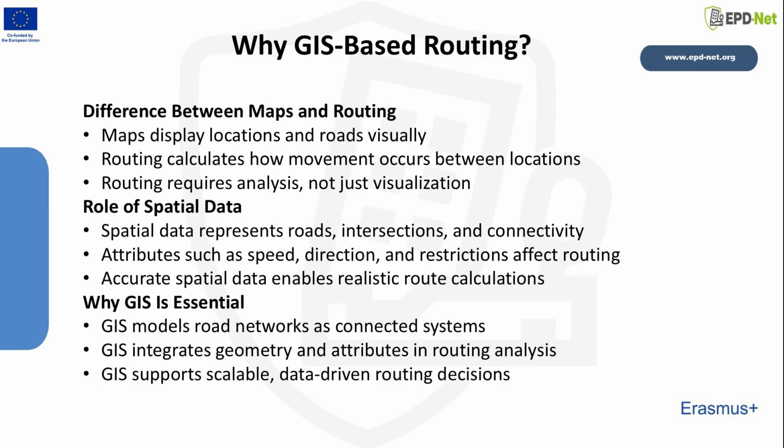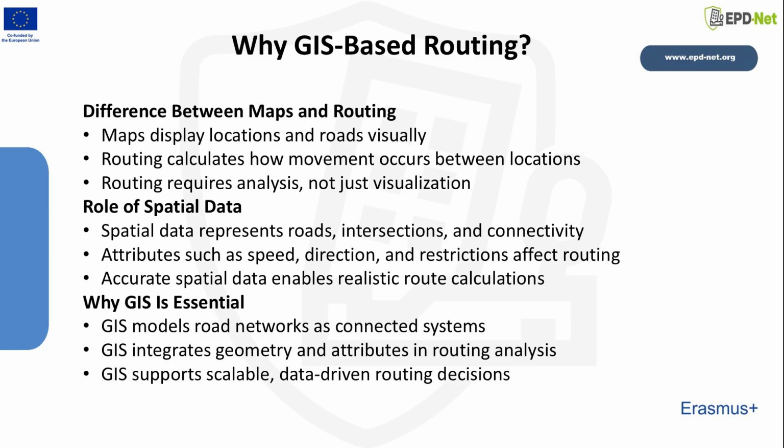Maps and routing serve different purposes. While maps are used to visualize locations, roads, and geographic features, routing focuses on analyzing how movement occurs between locations. Routing requires more than a visual representation. It requires analytical models that can calculate optimal paths based on specific criteria.